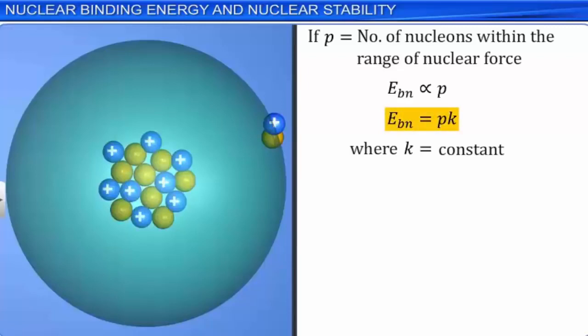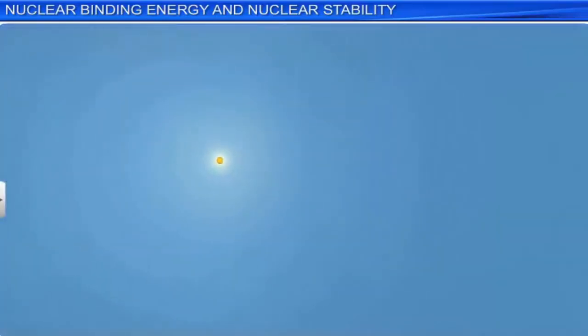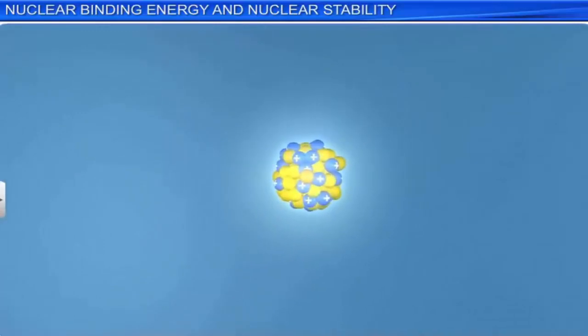The property that a given nucleon is influenced only by nucleons close to it is referred to as the saturation property of the nuclear force. This is observed in large or medium-sized nuclei. A very heavy nucleus, say A equal to 240, has lower binding energy per nucleon compared to that of a nucleus with A equal to 120.